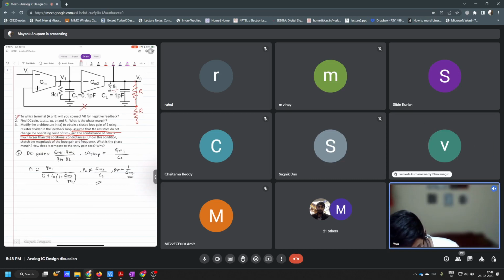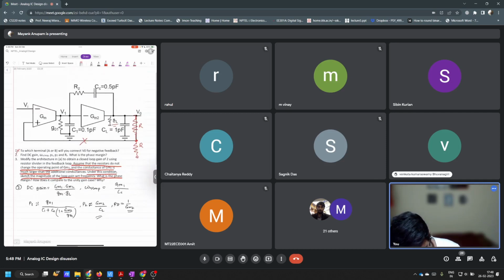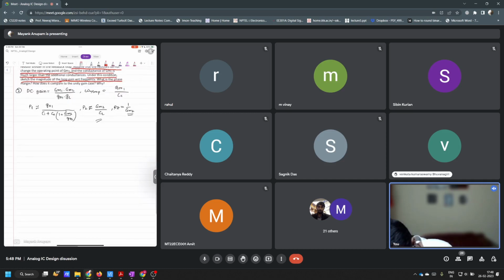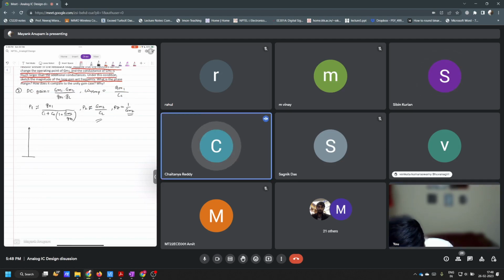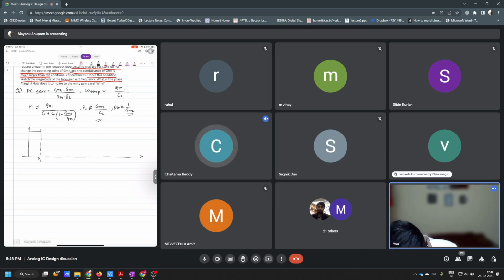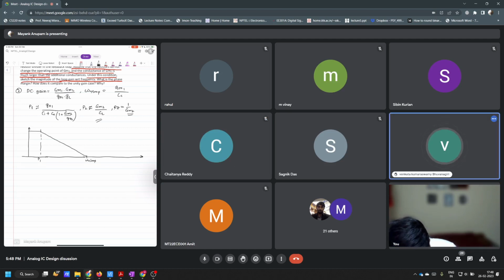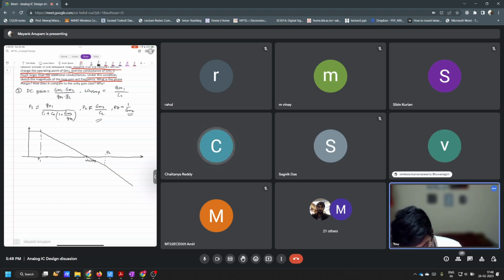Now tell me, under this condition, sketch the magnitude of the loop gain with respect to frequency. So tell me what happens to the loop gain here when you do this. Earlier, what was the loop gain? So earlier the loop gain would be like this, right? First there is P1 here, then there is, let's say, omega u loop here, and then there is P2 here. So this is the earlier case, right?